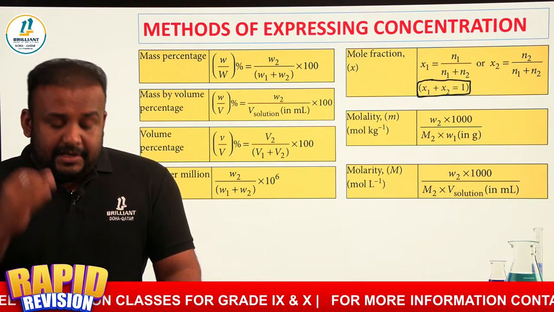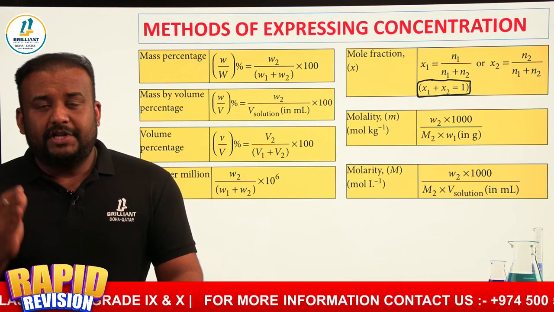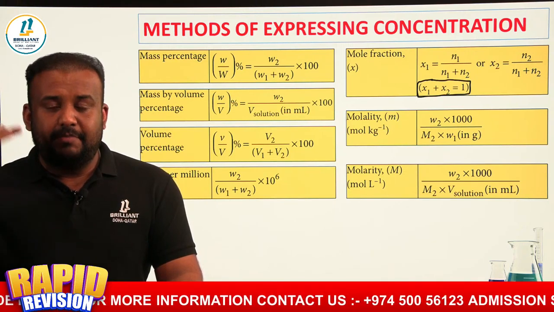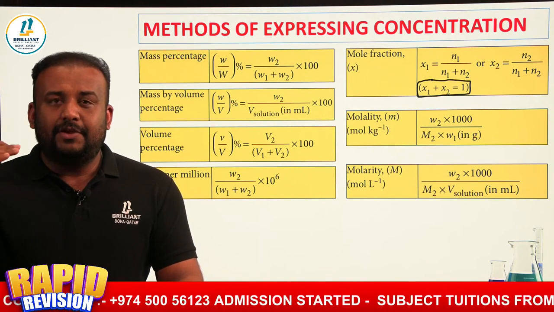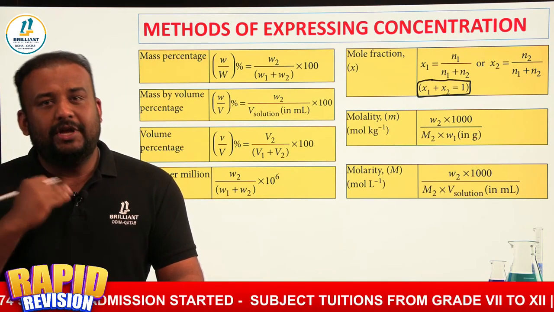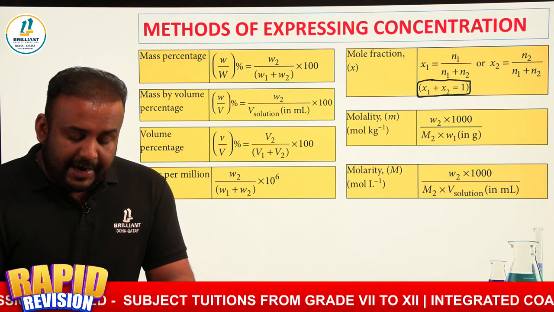And just a quick recap, everybody knows the meaning of number of moles. Number of moles of any substance can be found by dividing the weight of that substance by its molecular mass. Right.